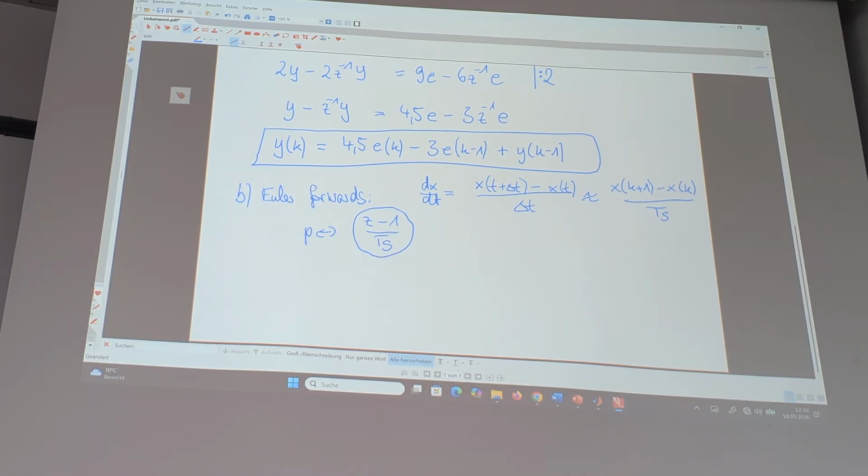You can do the same calculation as above with the Euler forwards, and then you have a slightly different result for the transfer behavior and also for your code that you have to program. I don't want to repeat that again. Maybe as the last example, we can have a look at the bilinear transformation.